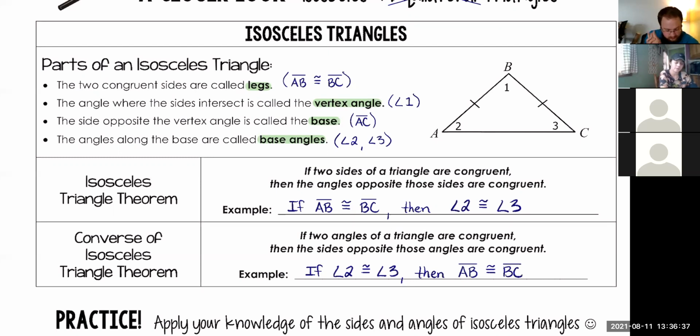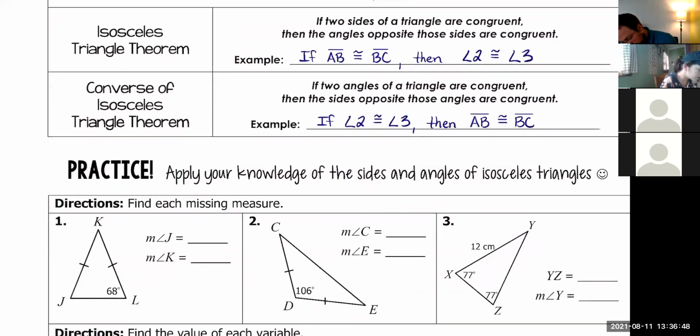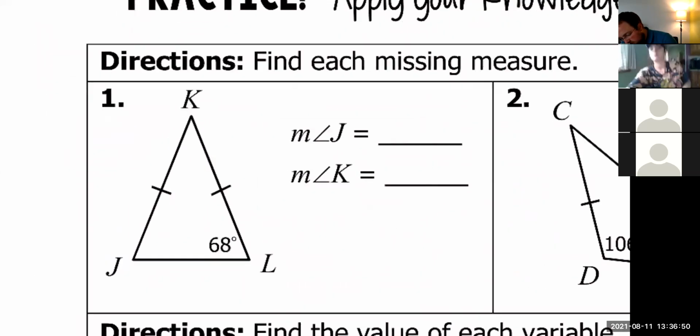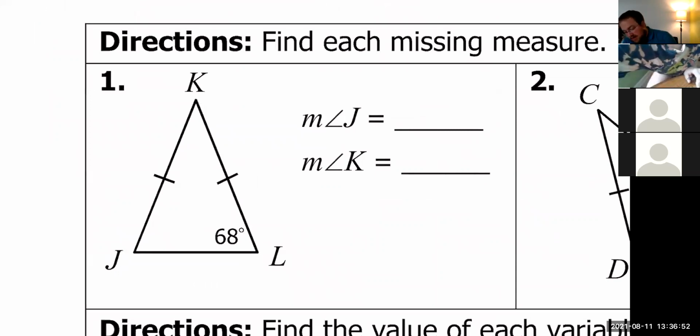So we're going to try a few out here using this unique relationship that isosceles triangles give us. Starting with number 1, where the instructions are to find each missing measure.